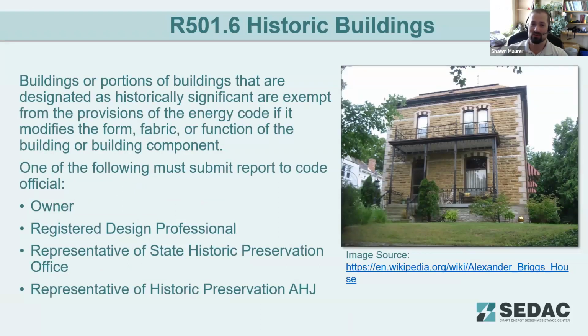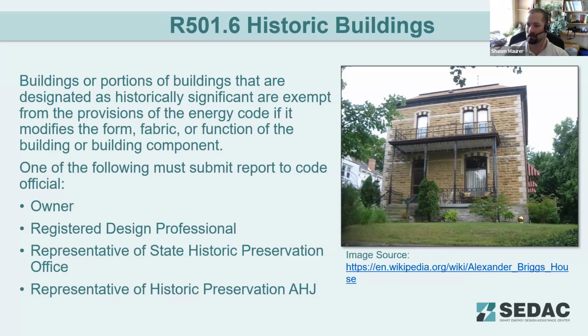Buildings or portions of buildings that are designated as historically significant are exempt from the provisions of the Energy Code if that modification required by the Energy Code modifies the form, fabric, or function of the historic building or component and changes that historic nature and degrades the historic preservation that is the goal of the historic building.